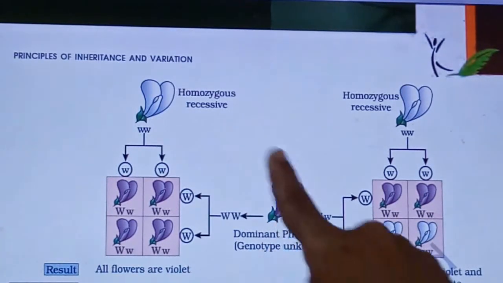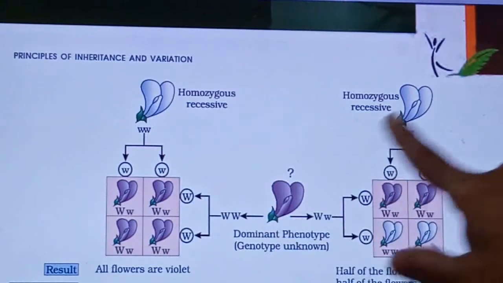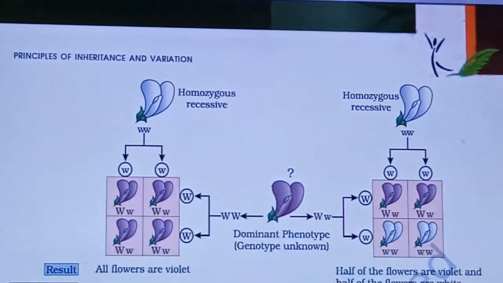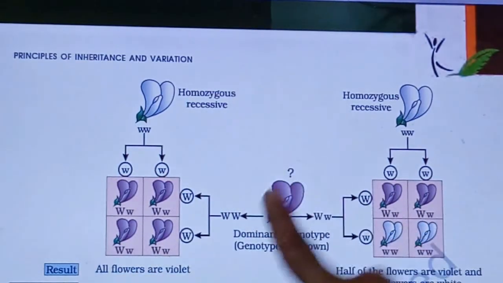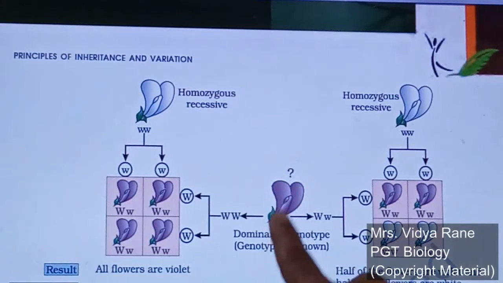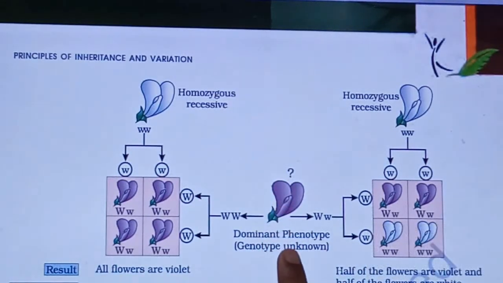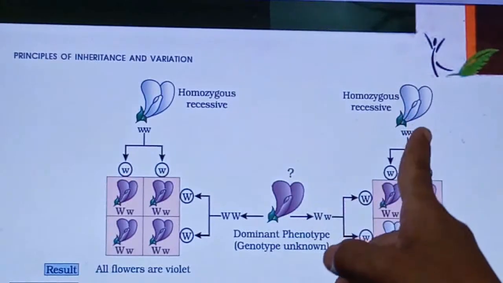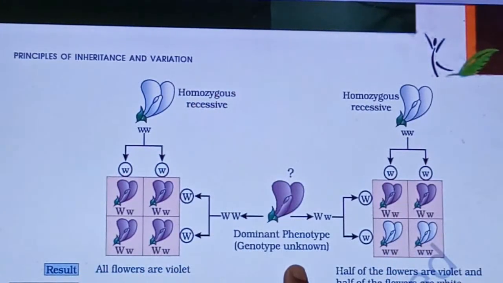You just cross them with the recessive, right? And whatever result you get in the next generation, based on the result you can find out the genotype of this unknown organism, right? Or flower or pod, seed, anything, right? So the unknown genotype you can find out by crossing this with a completely recessive organism. So this is known as the test cross.